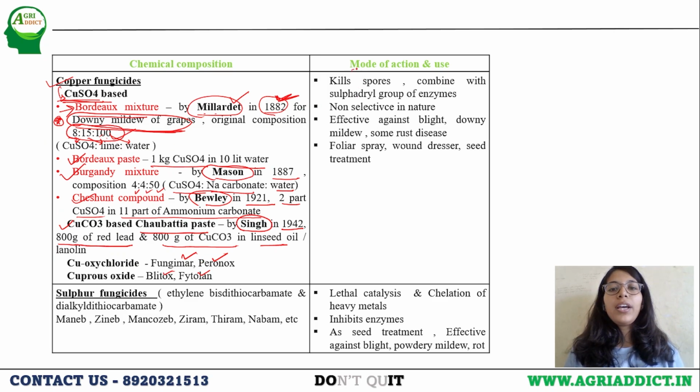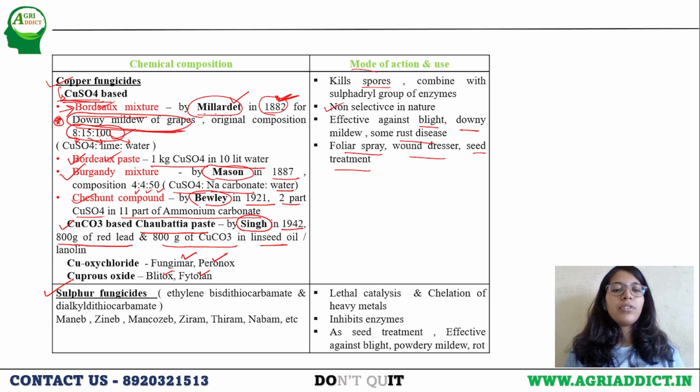And what is the mode of action? The copper fungicides generally kill the spores of the fungi, and they are generally non-selective in nature. They are effective against diseases like blight, downy mildew, and some rust diseases. They are used as a foliar spray, wound dresser, and seed treatment. So you need to remember these names, like Bordeaux mixture and Bordeaux paste, the mode of action, and the diseases for which it is used.